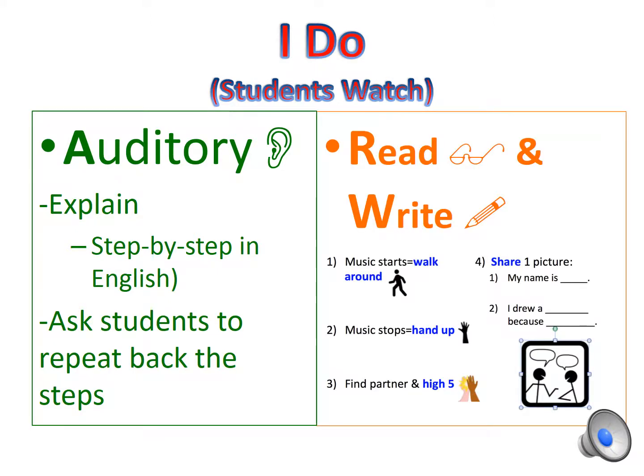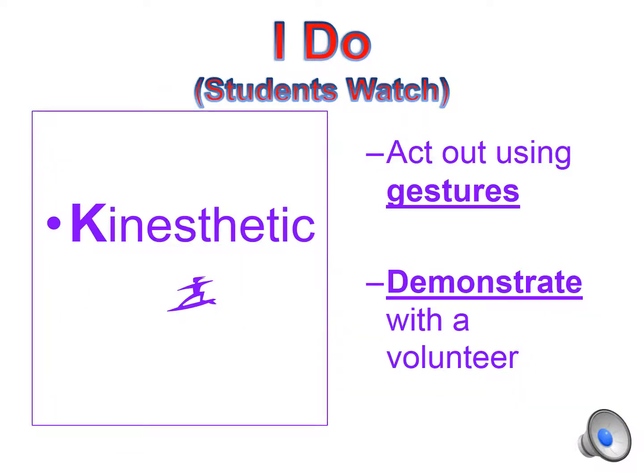For read-write, I showed you words for the instructions on the PowerPoint. You can do this quickly with 1 or 2 words on the board, or you can use a PowerPoint like I did. Finally, for the kinesthetic learners, get them involved by having them act out the directions or by asking them to demonstrate first. Kinesthetic learners learn best when they're moving.